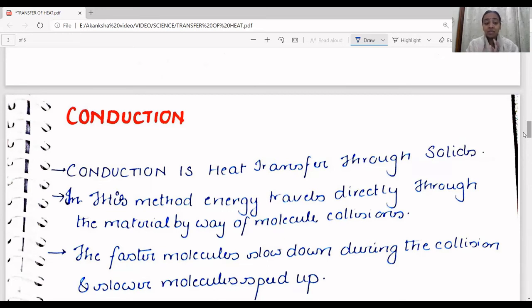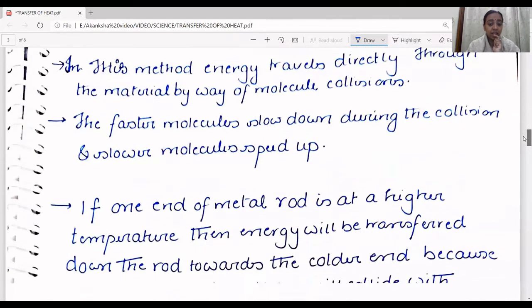But when you transfer heat, whatever molecule is vibrating at a higher speed will transfer the heat to the molecules that are slower in speed. And that transferring of heat will continue until all the molecules are vibrating at the same level, right? So that is called conduction. Now, let's move ahead.